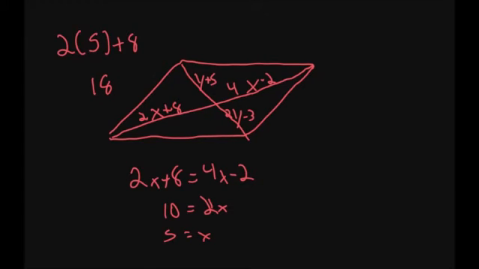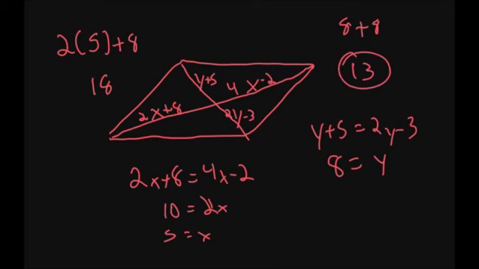And then do the same thing for the y's, so that would be y plus 5 equals 2y minus 3. So subtract the y, I'd end up with y, add the 3, so I get y equals 8. Again, you have to put that into the equation. I'm going to use the y plus 5, so that would be 8 plus 5, which equals 13. So the lengths of those lines are 13 and 18.